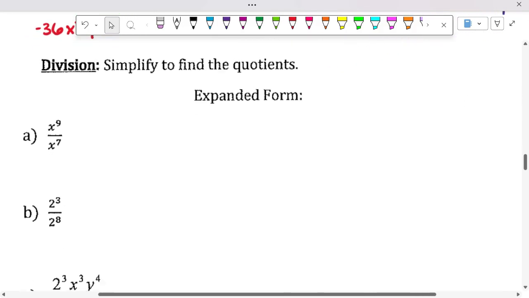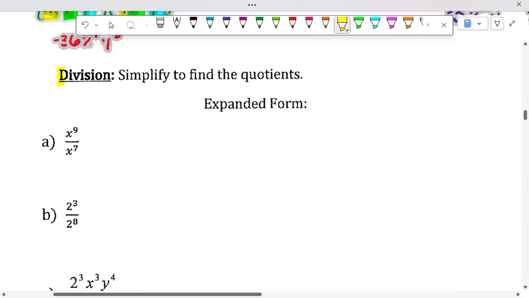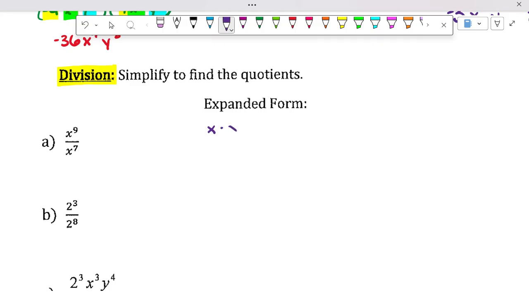Now, this one, division, I briefly talked about it when we did the card sort, but we didn't actually have a whole lesson on it. So we'll spend a little bit more time on division. All right. So, first off, expanded form. How many x's will I have in the numerator? 9. So take a minute, write out 9 x's. 5, 4, 7, 8, 9. How many x's will I have in the denominator? 7.